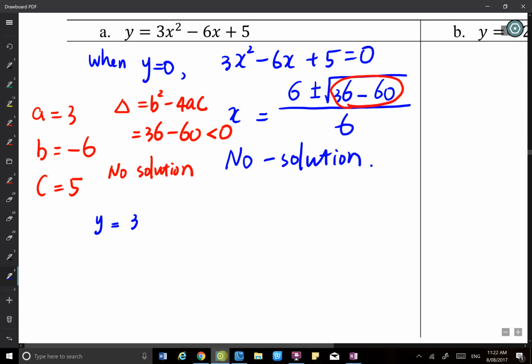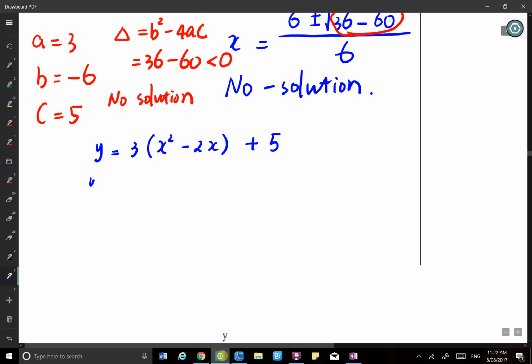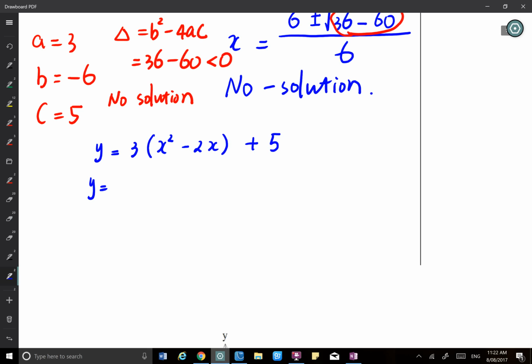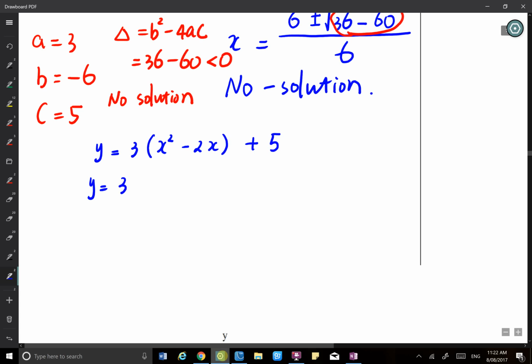We have no choice. So what we can do is 3x squared minus 2x plus 5. I leave the constant outside. If you want, you can put that inside, it doesn't matter. We have 3 bracket x squared minus 2x. I will plus 1 minus 1, so plus 1 squared minus 1 squared.